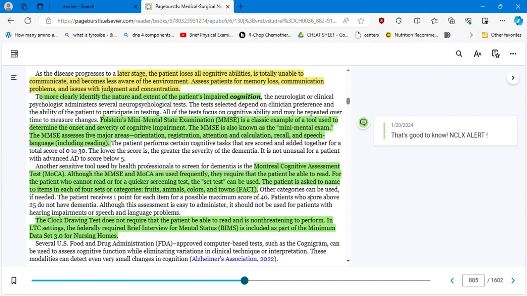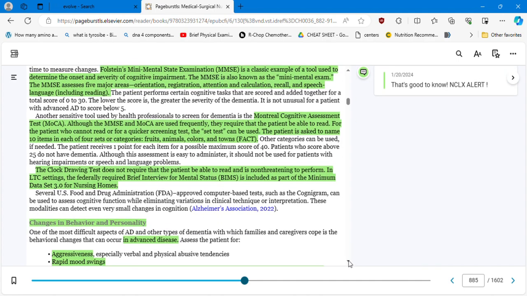The patient is asked to name 10 items in each of 4 sets or categories: fruits, animals, colors, and towns. Also, the clock drawing test. This is very fun, and I've seen it. They use this frequently. It does not require that the patient be able to read and is non-threatening to perform.